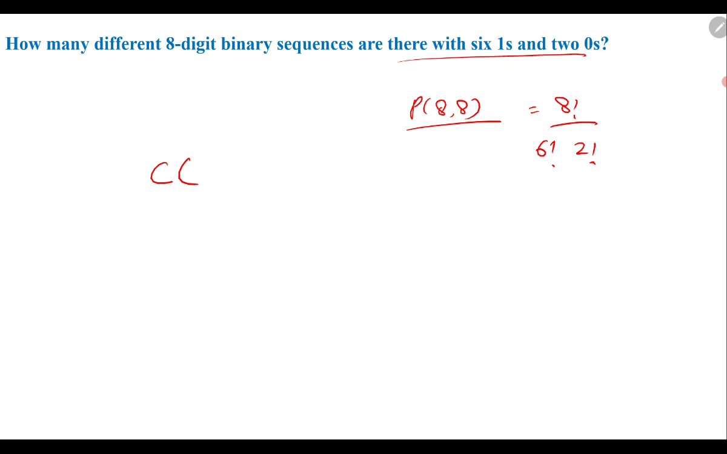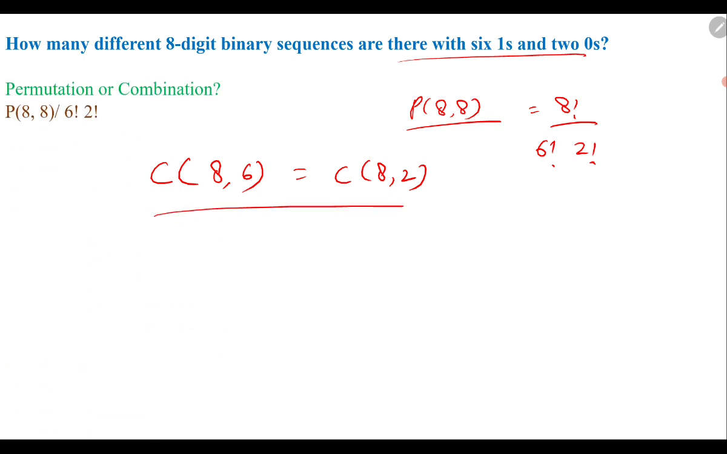The other approach is, since they are similar, it could be a problem of selection, which means out of 8 you select 6, or out of 8 you select 2. So this is how it can be done.